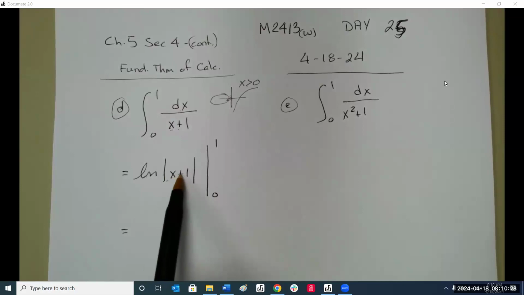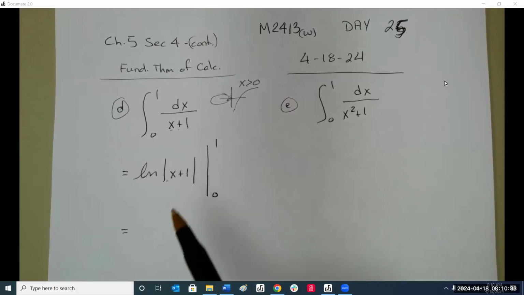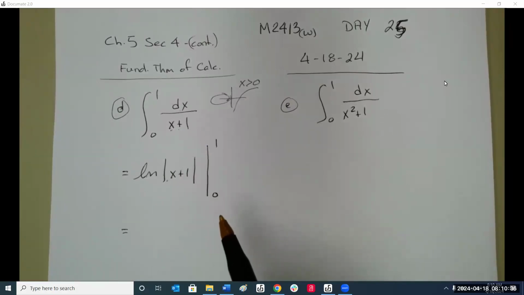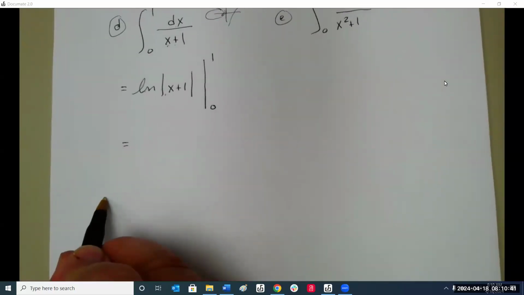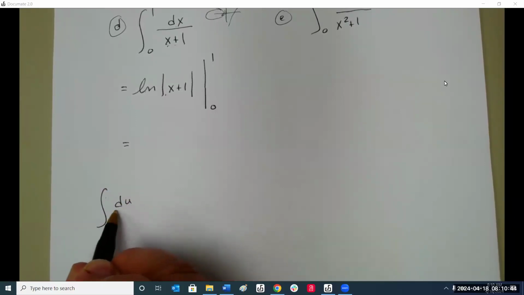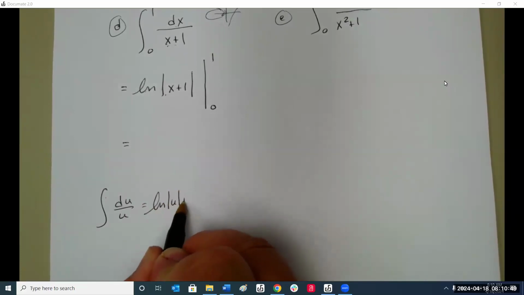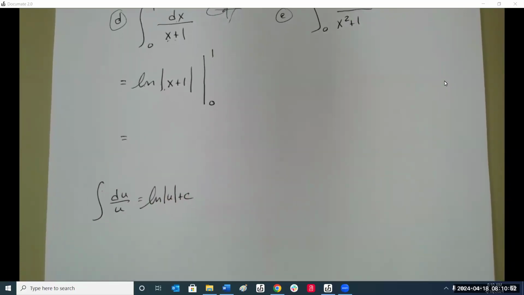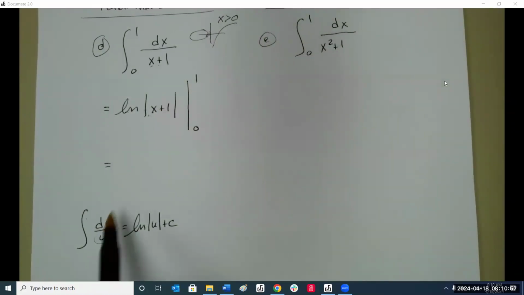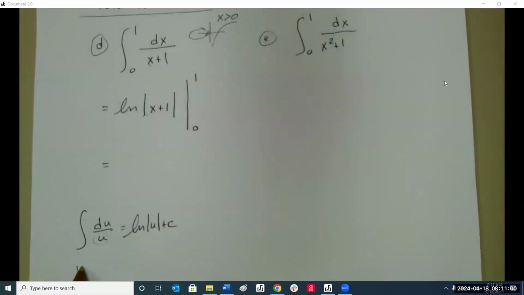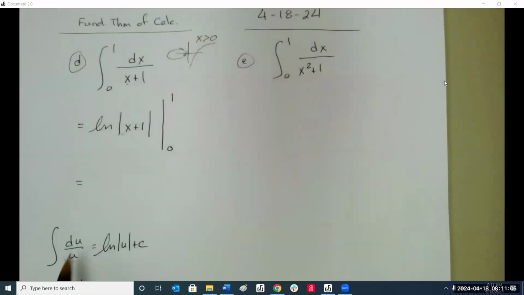So once you find the ln plus c, look what the integral looks like. So what does it give you? It gives you du over u. So the integral of du over u is equal to the ln of u plus c. So in our example, does it match this? What is our u in our equation? x plus 1. It's the bottom.